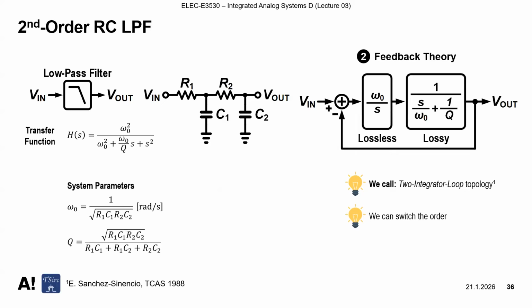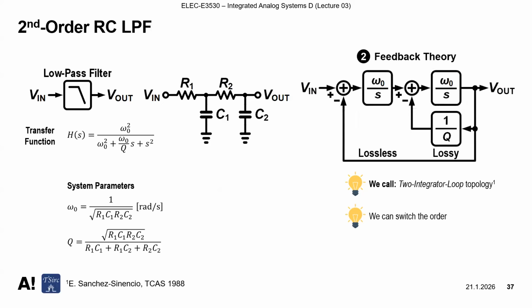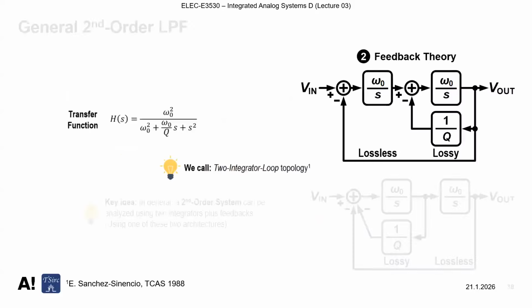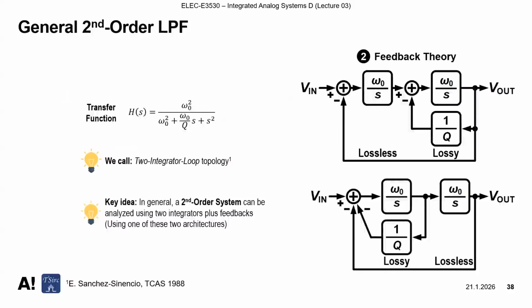And we can also switch the order, right? If we put the lossless integrator first and the lossy integrator second, then we end up with this kind of building block diagram: a lossless integrator and a lossless integrator inside of a lossy integrator. So in the end, two integrators and two feedback loops implement the second order low pass filter. The key idea is that in general, a second order system can be analyzed using two integrators plus two feedback loops, using one of these two architectures: lossless first, or lossless last.